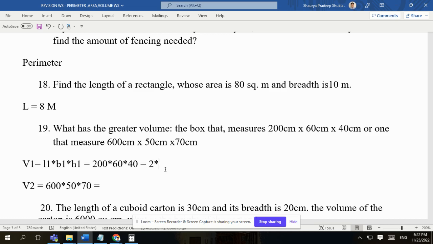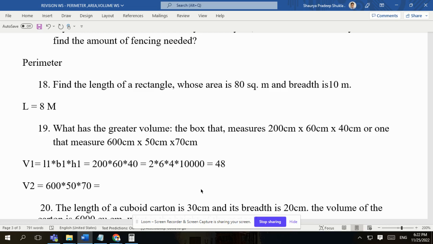2 multiplied by 6 multiplied by 4. How many zeros will come here? Multiplied by how many zeros? 1, 2, 3, 4. Four zeros. So that is how much? 2 sixes are 12, 12 multiplied by 4 is 48. So this is 48.